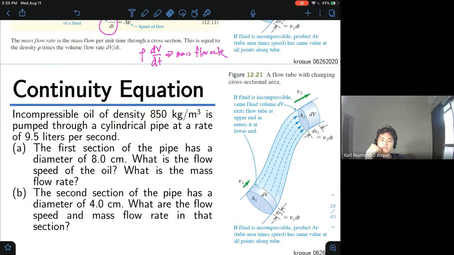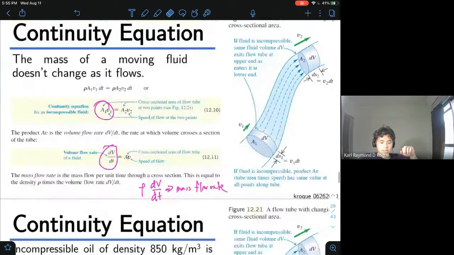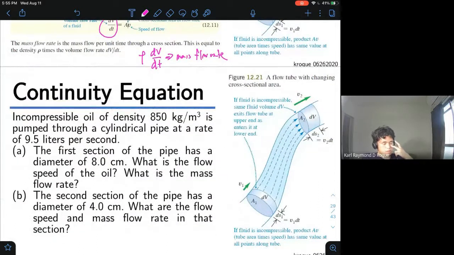Some things to note. Ang flow speed pala is ito, tong V. Yan ang flow speed. Okay. One thing you should note, ano to? What is this? 9.5 liters per second. Yan ang volume flow rate. Diba? Kitang-kita naman. dV over dt.